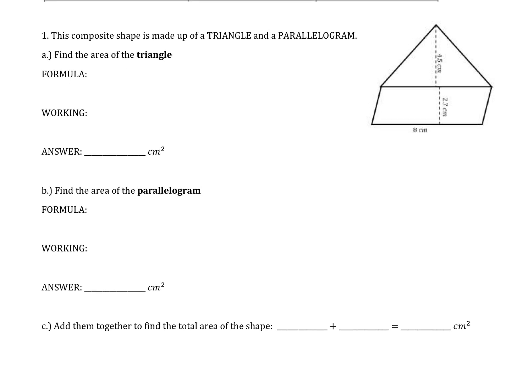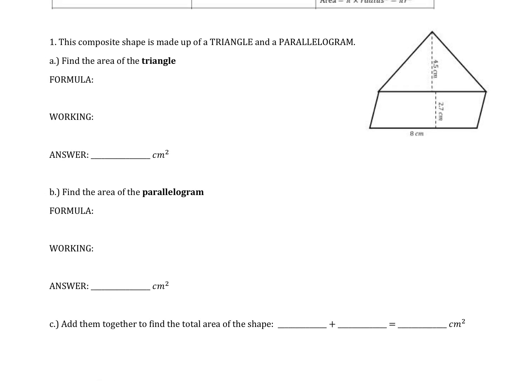Okay, question 1. This composite shape is made up of a triangle and a parallelogram. We are to find the area of the triangle. Well, I go to my formula sheet and I find the formula for the area of a triangle. Area is equal to base times height over 2. Now, I need to find what the base is. I'm not actually told what that is, but I can go and look.